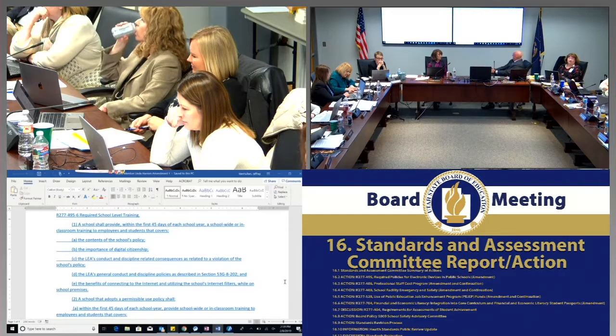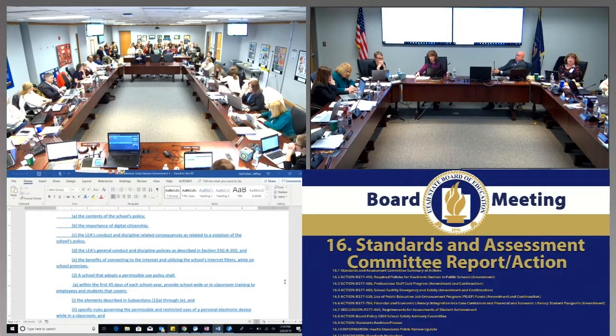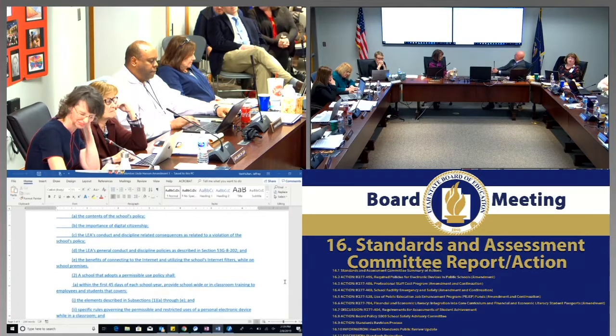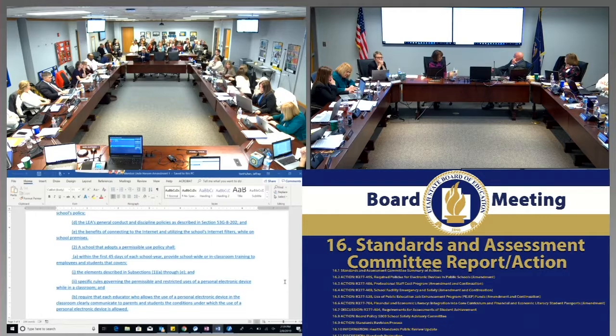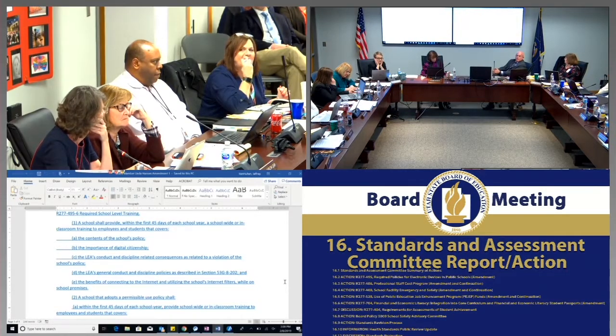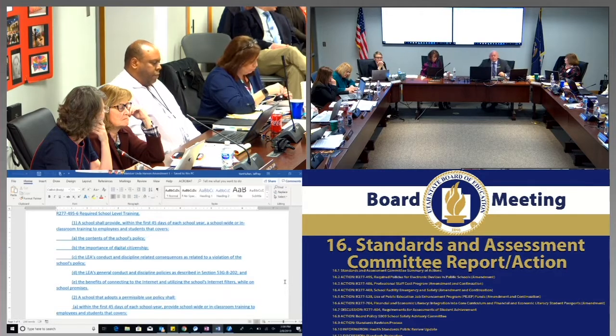The bill does outline the need for the training to include LEA's conduct and discipline policies generally and how they relate to the electronic use device policy. And then at the end, they also had a section, if a school adopts permissible uses within their policy, to also train on what those uses are. We did change under 1B. We added that the training should include the importance of digital citizenship. That is not in the bill, but we wanted to make sure we were promoting digital citizenship. So those are the changes, and feel free to do with that what you will.